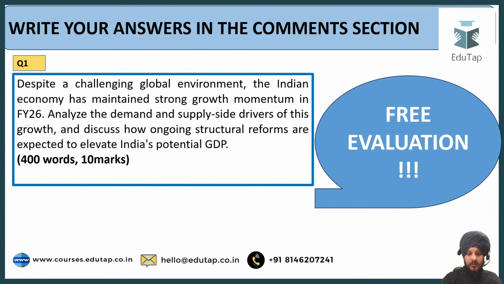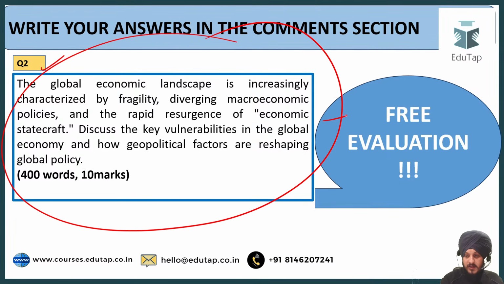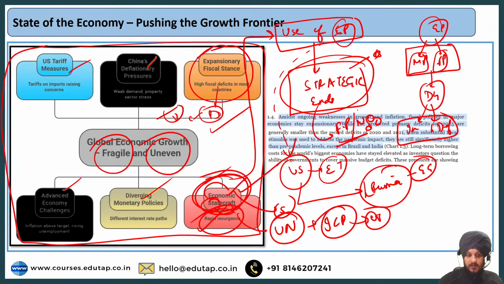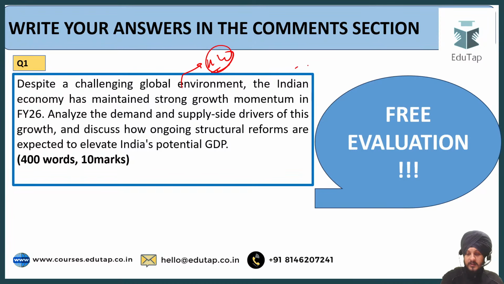Now this is the homework that you have to write in the comment box. This is question number 2 for your practice. The answer to this question we have already discussed over here. This flow chart, this mind map, is nothing but the answer to question number 2, and the rest of the content is for question number 1. So that's how you can approach it, and that is all about chapter 1 of the economic survey.